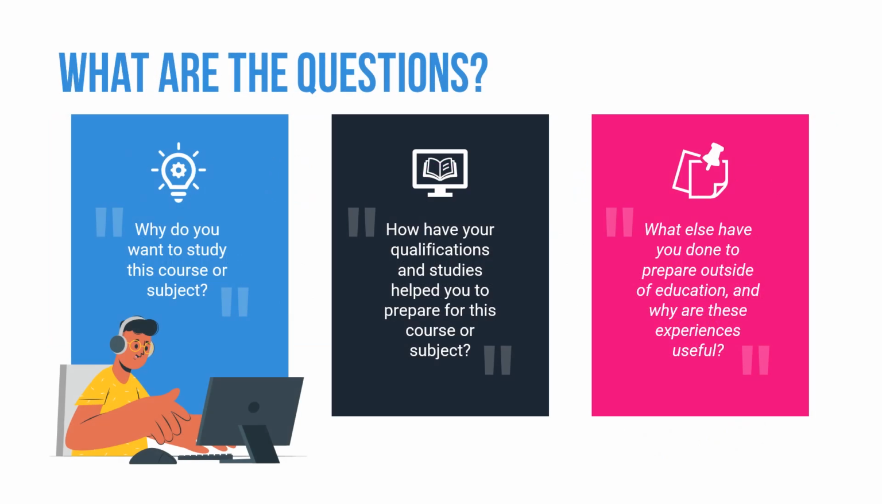So what are the questions that you are going to answer on your personal statement? In section number 1, you need to write about why you want to study this course or subject. In section number 2, you're going to write about how your qualifications and studies have helped you to prepare for this course or subject. And in the last section, you're going to talk about what else you have done to prepare outside of education and why these experiences are useful.